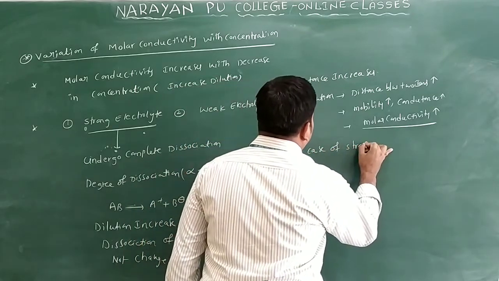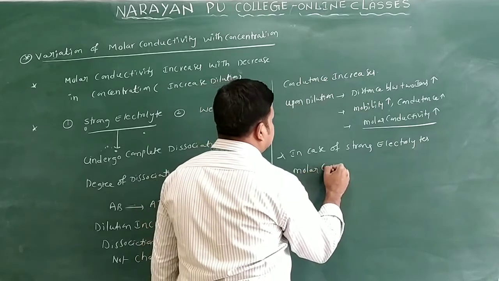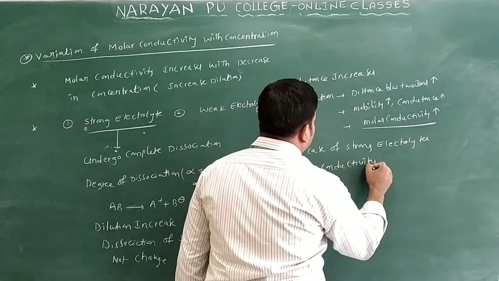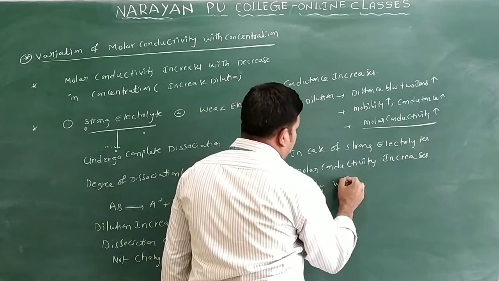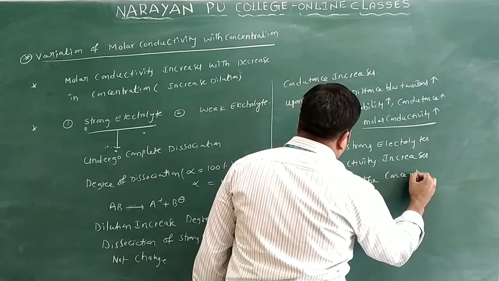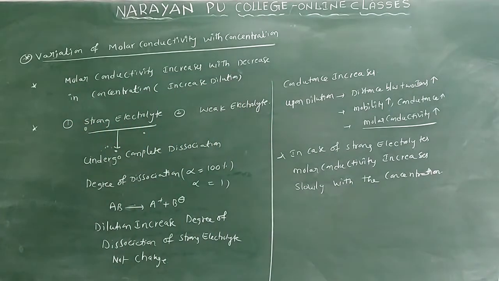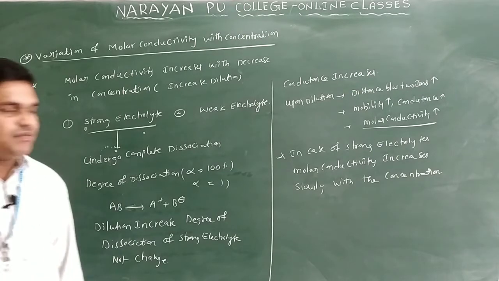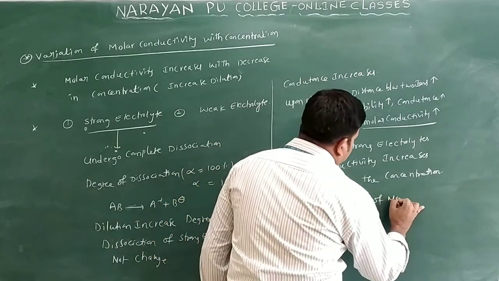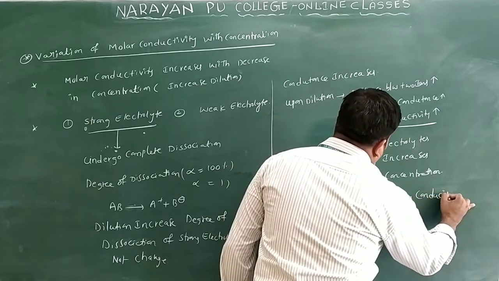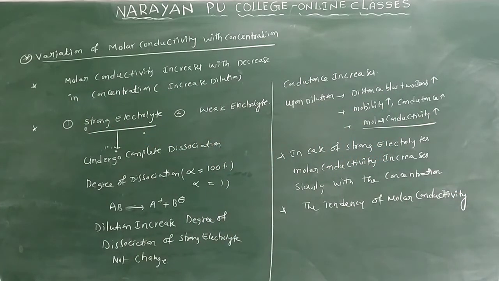In case of strong electrolytes, molar conductivity increases slowly with the concentration, and there is a tendency of the molar conductivity to approach a certain limiting value.